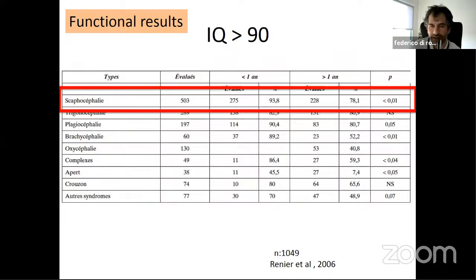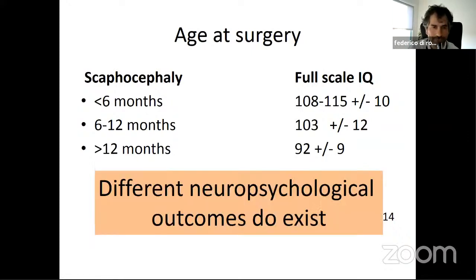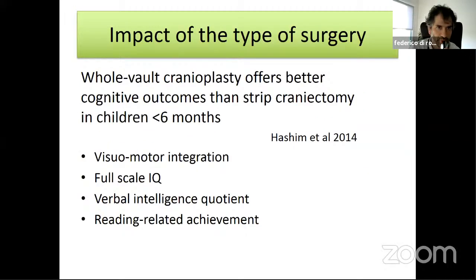there is evidence that different functional results can occur, and this was also found in a more recent paper in which the IQ results were different according to the age at surgery, suggesting that the earlier the surgery, the better the results. So apparently, different neuropsychological outcomes do exist. And so we have to question what we can do to offer our patients the best possible results.